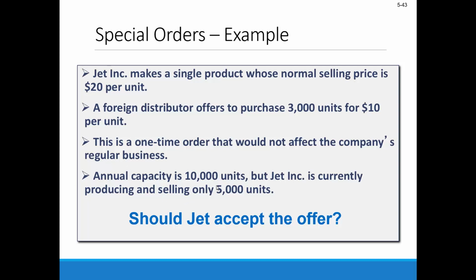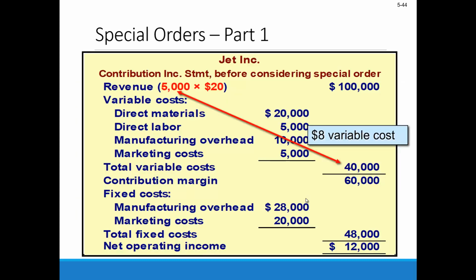Annual capacity is 10,000 units, but Jet's currently producing and selling only 5,000 units. So explicitly here we've got some excess capacity. We can fill some potential special orders, again, if they're beneficial to us from a bottom line standpoint. So should Jet accept the offer, we just want to consider whether that looks like it's a profitable endeavor.